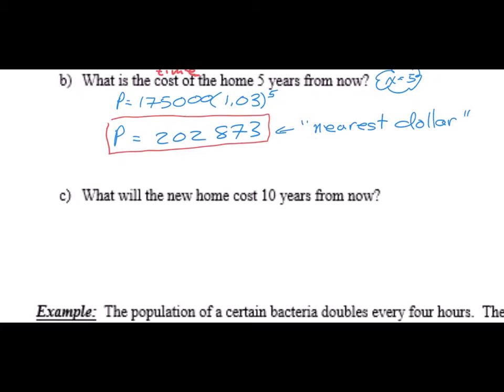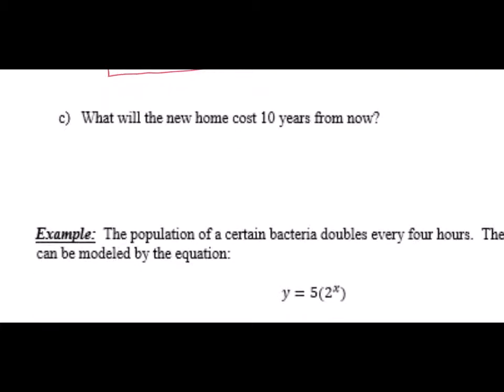Let's move on to the next problem. It says, what will the new home cost 10 years from now? Let's do the calculations just like before. Just like before, x is 10. We substitute, and upon substitution, you end up with 235,185.